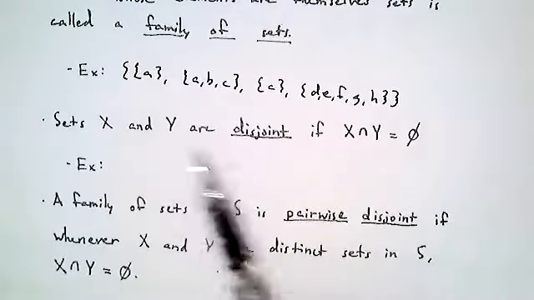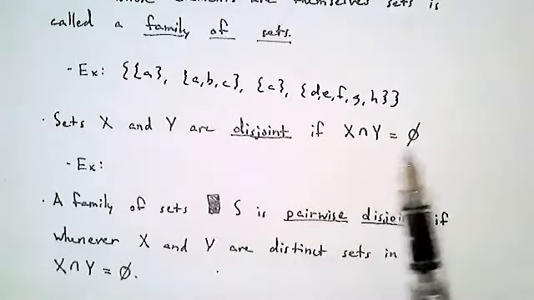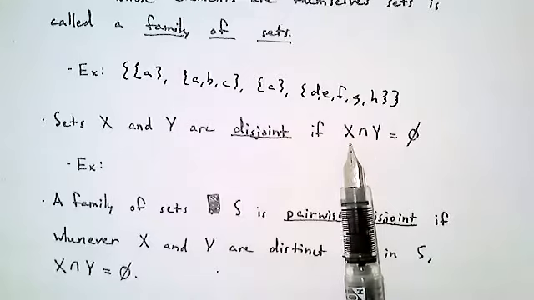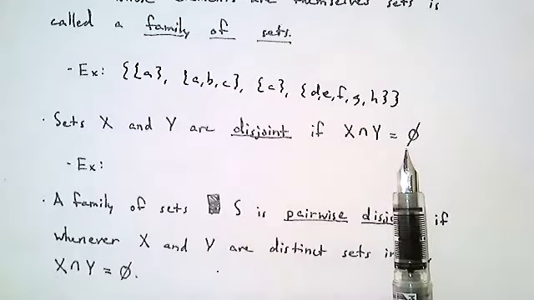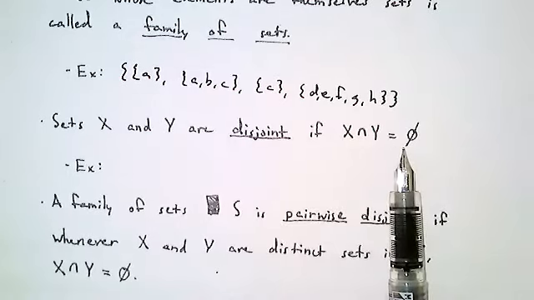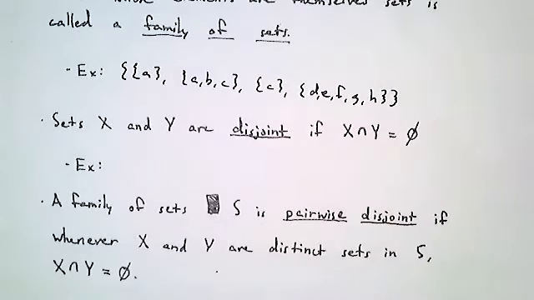Two sets X and Y are disjoint if they don't have any elements in common. So what that means is if you take the intersection of the two sets, you should get the empty set. Okay.